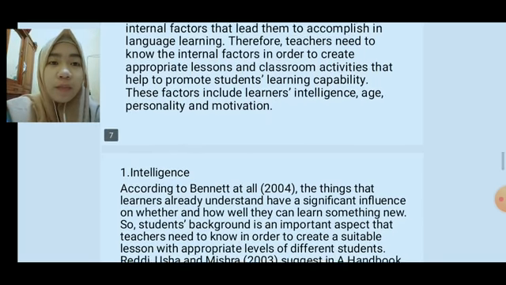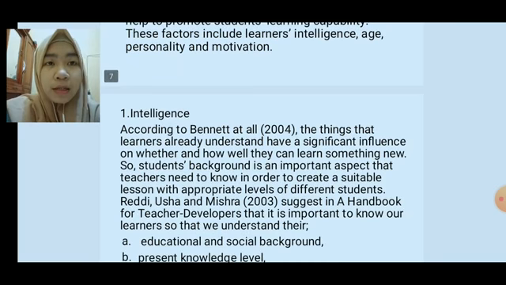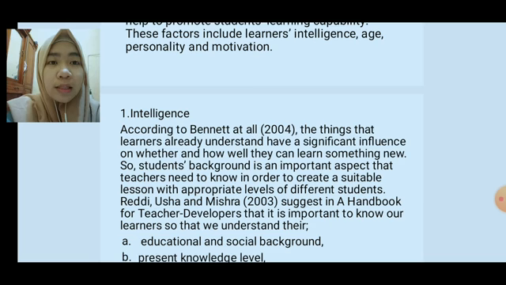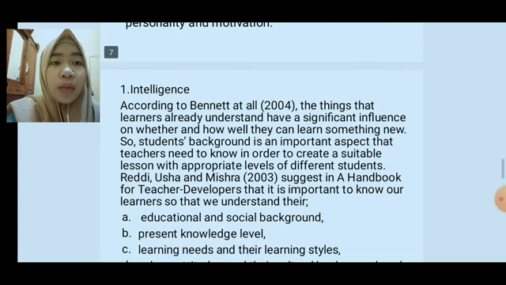The first factor in learners is intelligence. According to Bennett et al. 2004, the things that learners already understand have a significant influence on whether and how well they can learn something new. So the student background is an important aspect. The teachers need to know it in order to create a suitable lesson with appropriate levels for different students.